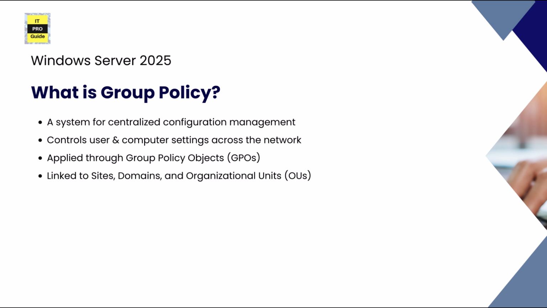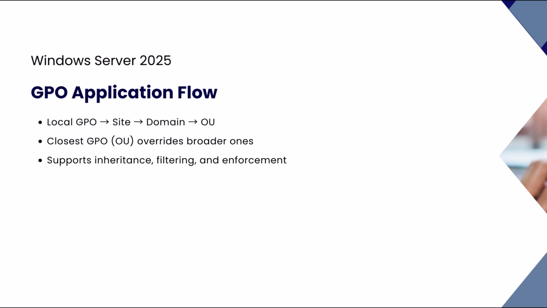So group policy, what is a group policy? It is a framework that lets administrators configure settings for users and computers across a domain. These settings are defined in group policy objects, or GPOs, and are applied based on where the object is linked, across a site or a domain or OU. So you can apply a group policy at the OU level, domain level, or site level. When you create a group policy, you can apply it to any of these.